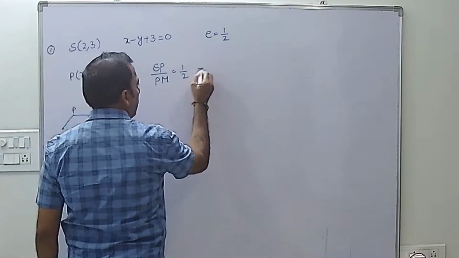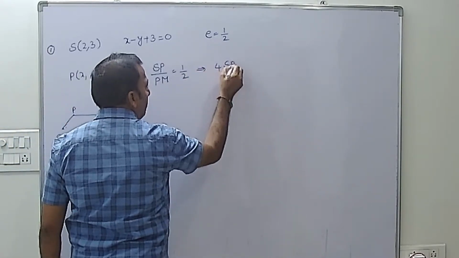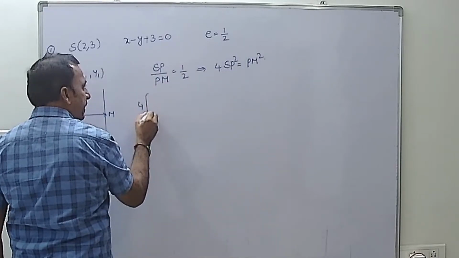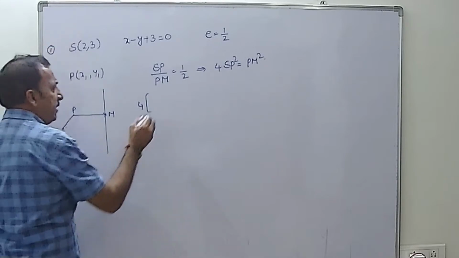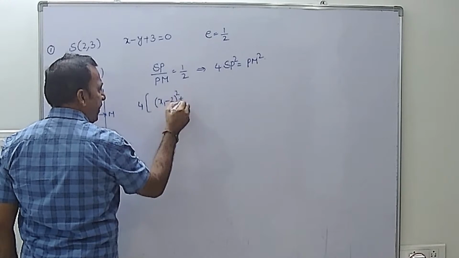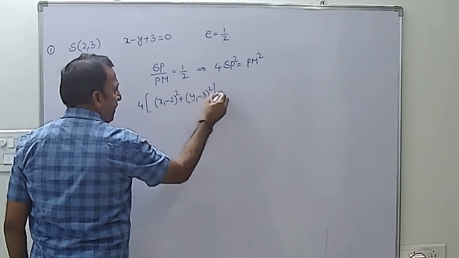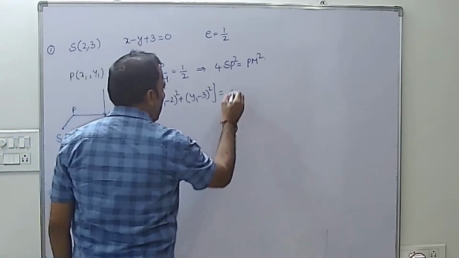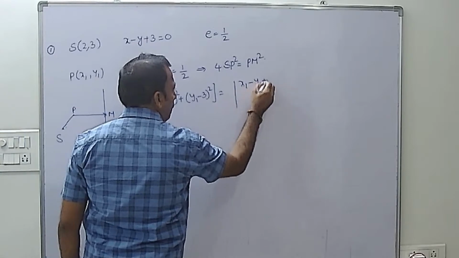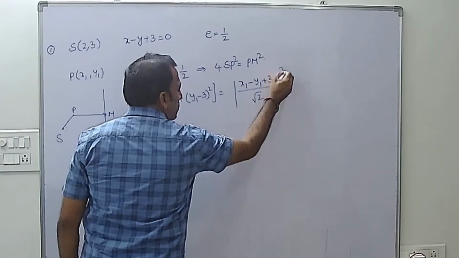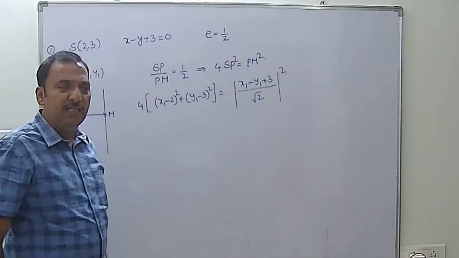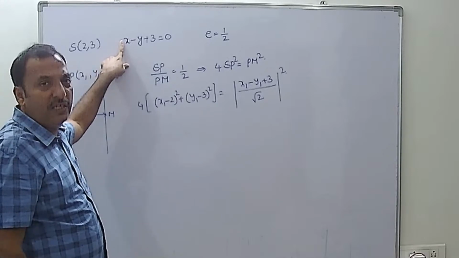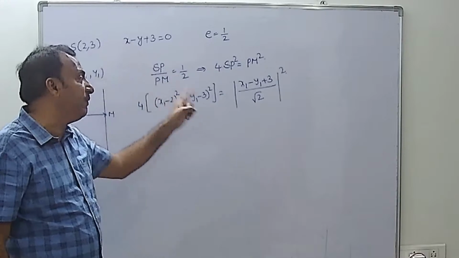How to find the locus? Squaring and cross multiplying: 4 SP square is equal to PM square. SP square is the square of the distance between the two points, so (x1 minus 2) whole square plus (y1 minus 3) whole square. PM square is the perpendicular distance from P to the fixed line, modulus of (x1 minus y1 plus 3) by root 2, whole square. Do you know how root 2 came? The perpendicular distance formula is (ax1 plus by1 plus c) by root of a square plus b square. Here a, the x coefficient, is 1, and b, the y coefficient, is minus 1, so a square is 1 and b square is 1.